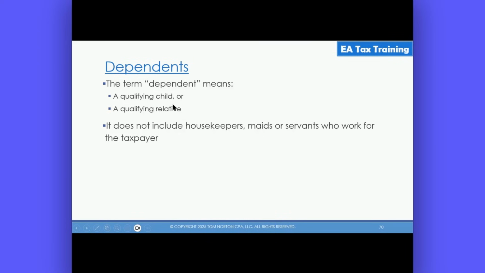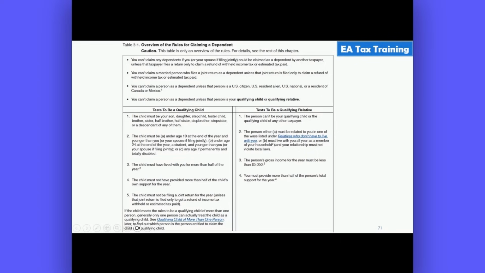But we're going to find out it's not quite as straightforward as it sounds, as is true with a lot of things in the tax law. But one important thing to know is that it does not include housekeepers, maids, or servants who work for the taxpayer. And so, yes, that means at some point there were people trying to take their housekeepers, maids, and servants as dependents. So the IRS had to come out and explicitly say those people do not qualify as dependents. So remember, to be a dependent, you need to be a qualifying child or a qualifying relative.